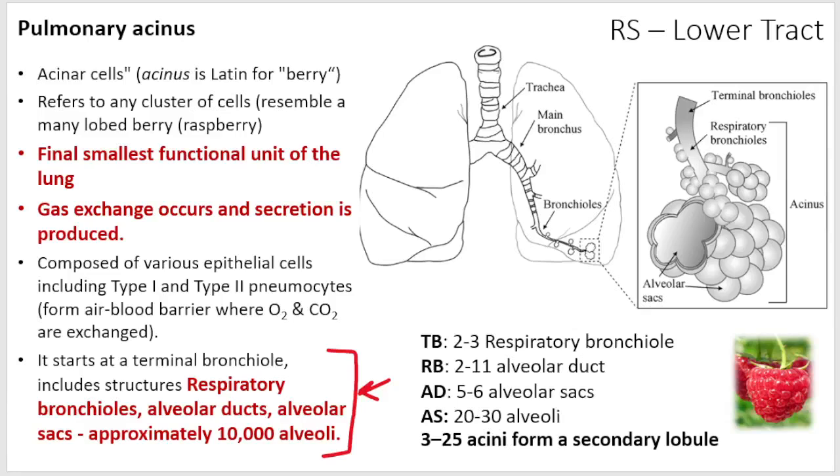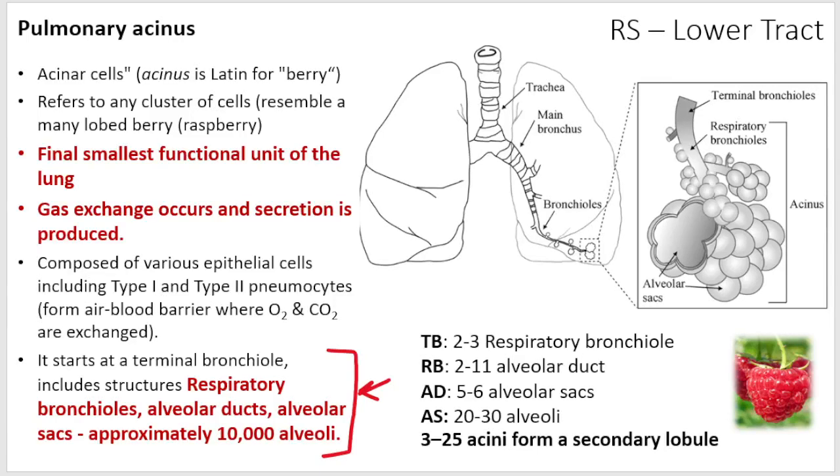Now let's take a closer look at the pulmonary acinus, the smallest functional unit of the lungs where gas exchange and secretion occurs. As I mentioned, it is a unit, meaning certain smaller microscopic parts are involved in it. The term acinus comes from the Latin language, meaning berry. We are well acquainted with the raspberry. The picture is shown over here. In the lungs, the acinus begins at the terminal bronchiole and includes all the branching structures that follow. It includes the respiratory bronchioles, alveolar ducts and alveolar sacs, housing approximately 10,000 alveoli per acinus.